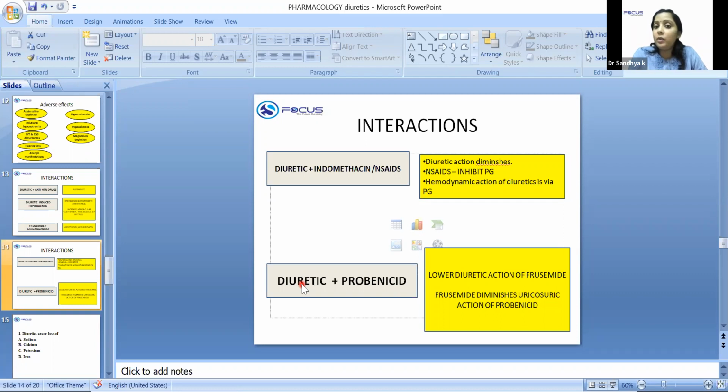We have seen that one of the adverse effects of diuretic is hyperuricemia or gout. So if there is such a condition, don't give probenecid, give allopurinol. Allopurinol and diuretic given together, they don't inhibit each other. But probenecid is also a drug given for the treatment of gout. If there is hyperuricemia induced by diuretic, don't give probenecid, because probenecid will inhibit diuretic action and diuretic will inhibit the probenecid action. So give some other drug for the treatment, such as allopurinol.